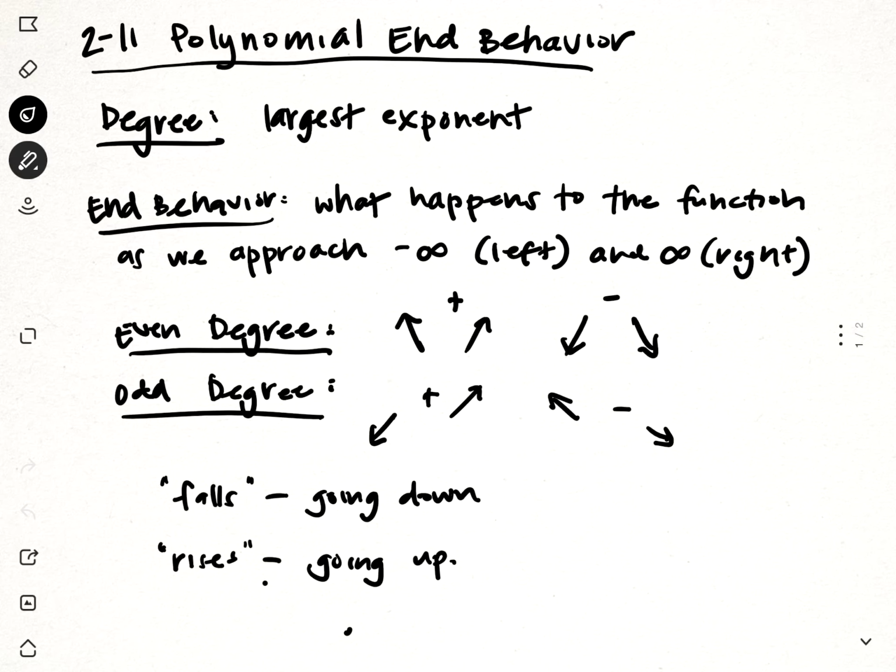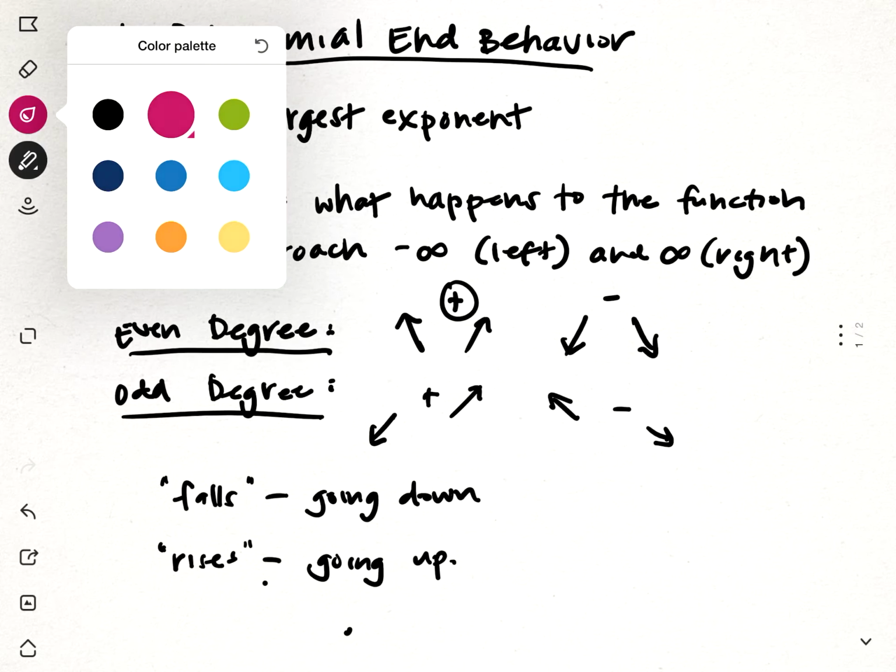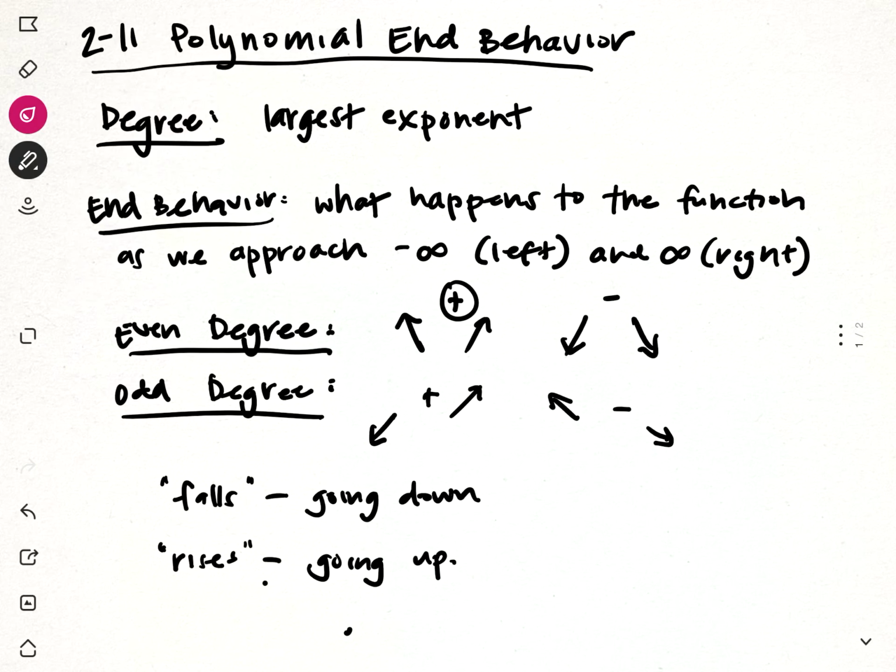An even degree, meaning that we have an exponent that's even, looks kind of like a parabola from quadratic functions. If our leading term is positive, then we have our function rising to the left and the right. If it's negative, just like a parabola, then we'd have it falling to the left and the right.